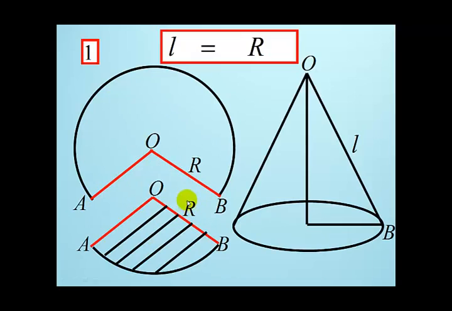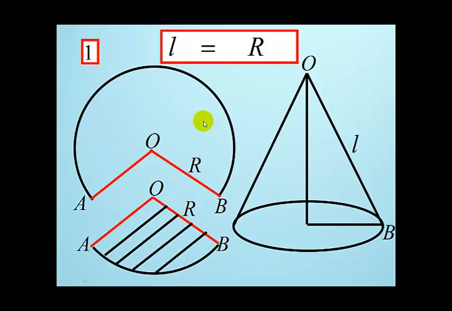Now, in this case, we've taken the minor sector from the circle, so we can now see the two sectors very well. We have the minor sector and we have the major sector. Take note that OB is the radius of the circle.